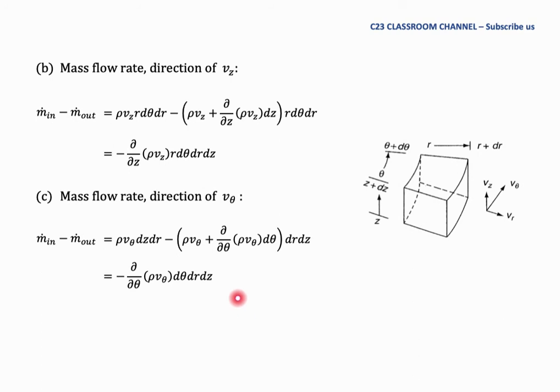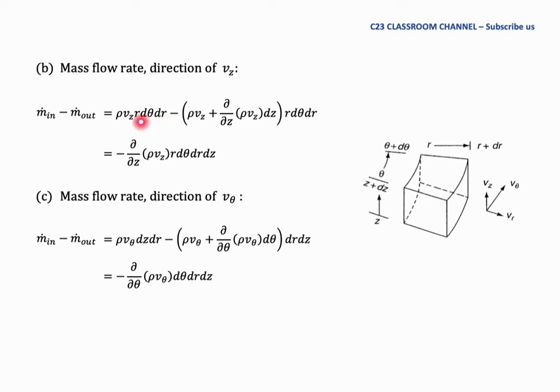Next, we calculate the mass flow rate in the z direction. This is the z direction, meaning this is the inlet flow, and the outlet will come from this surface going out in this direction. So the inlet here is rho Vz r d theta dr, where rho is the density, Vz is the velocity, and r d theta dr is the cross-sectional area.